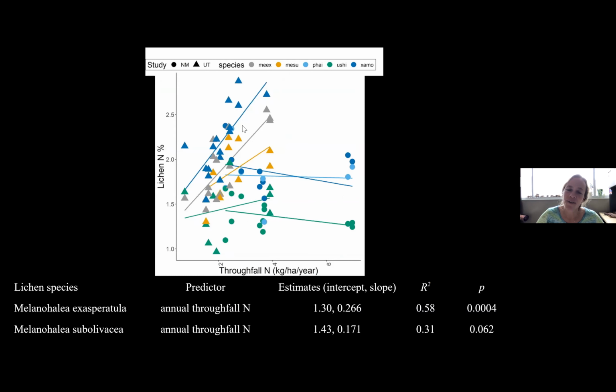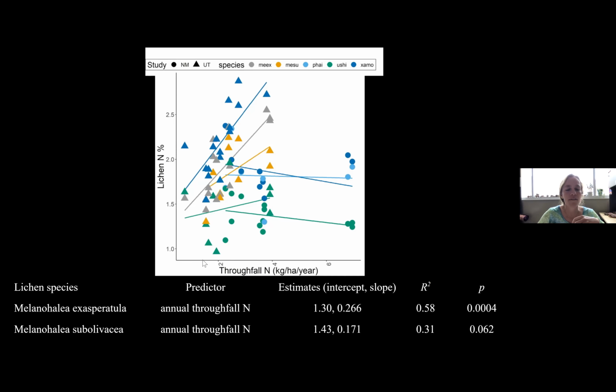But in Utah, you can see that several of the species of lichens, so these are different kinds of lichens, did have positive relationships between the amount of nitrogen in the lichen and the deposition. And the R-squareds were between 0.31 and 0.58, which weren't fabulous. So I thought, okay, let's zero in on the season just before I sampled the lichens, and maybe that will give me a better estimate.